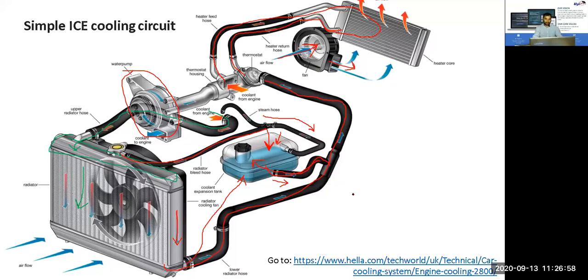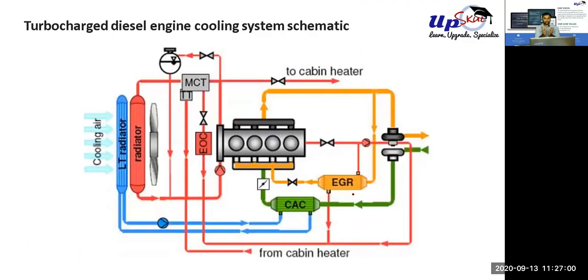Let me show you a little bit more complex circuit. This one is a circuit of a turbocharged diesel engine. As you can see, this has a little bit more elements than the normal circuit. Just like the previous one, this has the radiator circuit. Let me take another color pen. As you can see, this exits to the radiator, pumps and all.